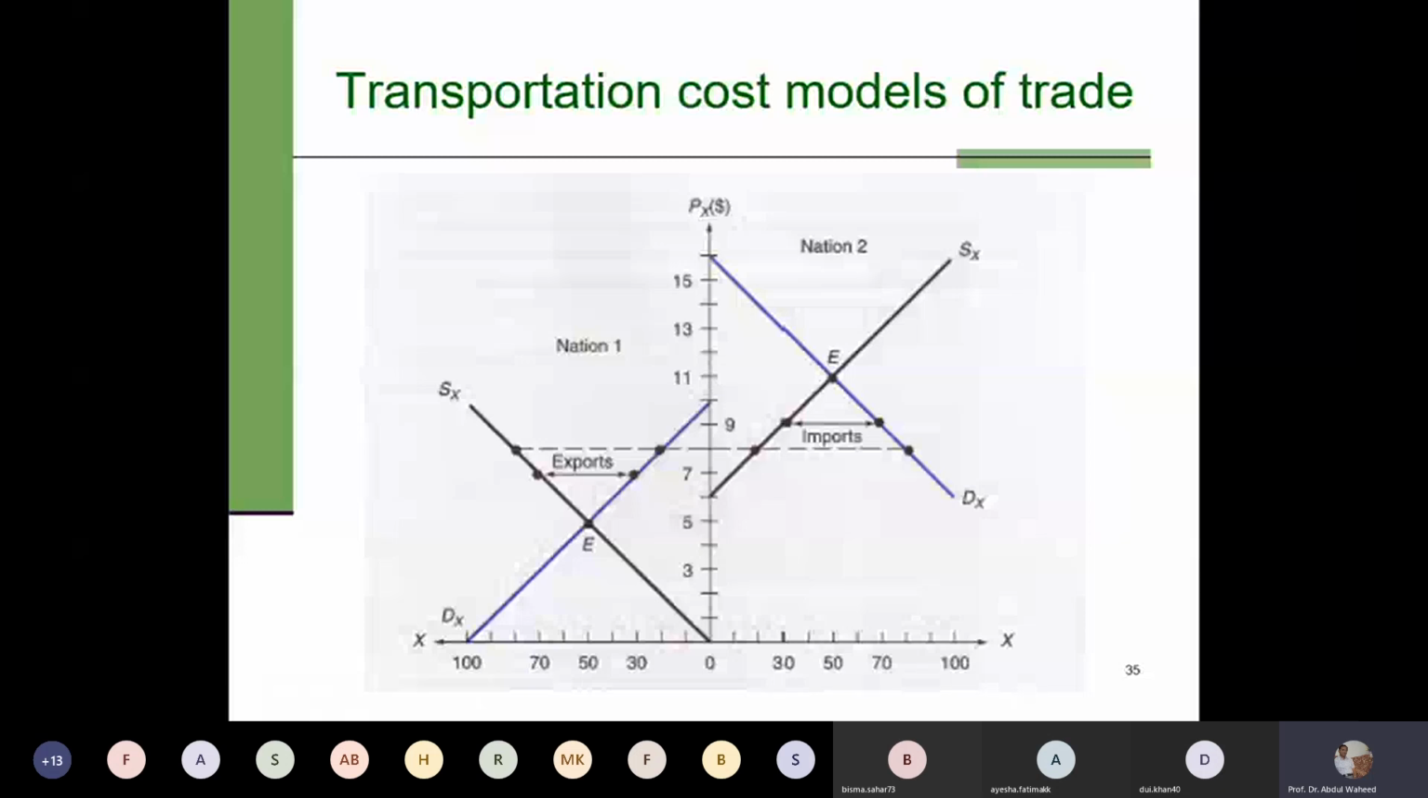Now, suppose the transportation cost is $2. Now, if in nation 1 the price is $7, what would be the quantity demanded and what would be the quantity supplied for nation 1 if the price is $7?